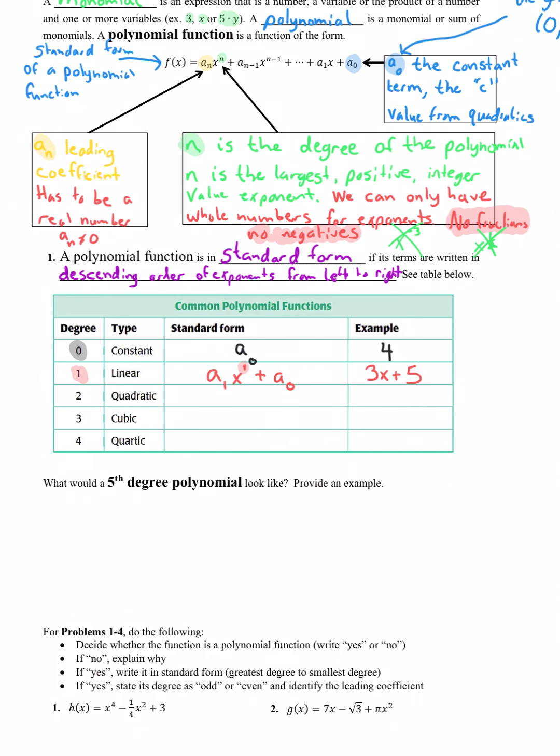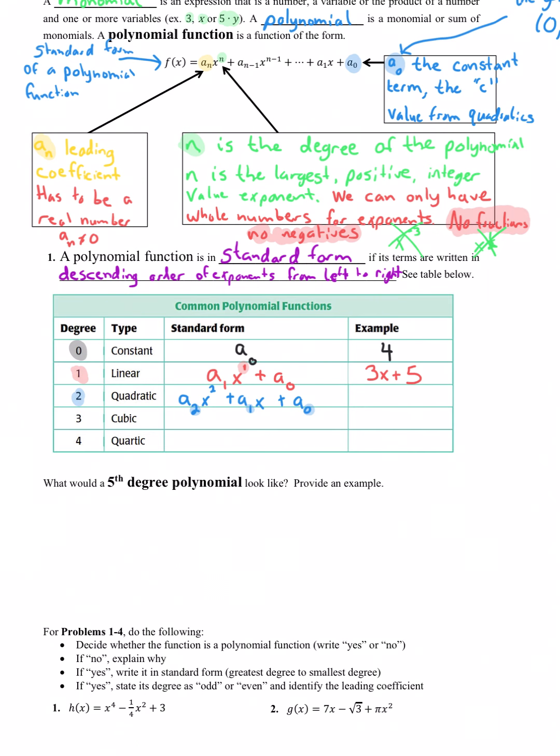Quadratics, we've seen this before. Ax squared plus bx plus c. Except now we're just going to write it as a sub 2 x squared plus a sub 1 x plus a sub 0. What I want you to notice is, remember I called it descending order. It means they're going from bigger numbers to smaller numbers. So what we'll see is, hey, this is a sub 2, a sub 1, a sub 0. We'll notice that those numbers are going down by 1 each time as we go from left to right.